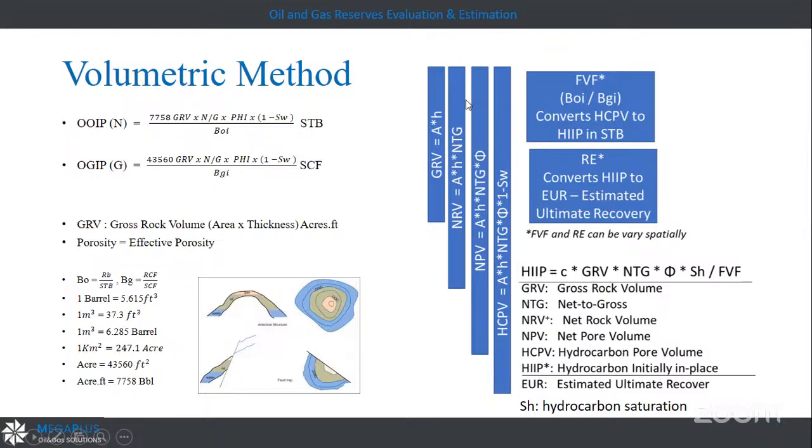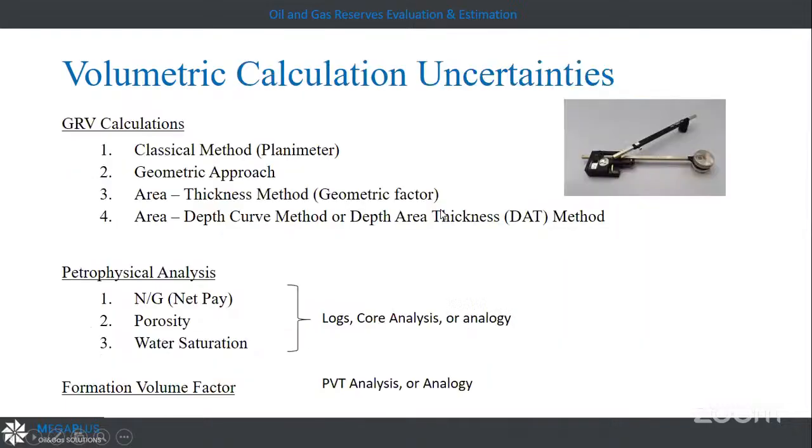It is important for me to know all of these terminologies. When we read GRV, we are dealing with the gross rock volume, which is equal to the area multiplied by the H. When we say NRV, it's the net rock volume. When we say NPV, we are dealing with net pore volume, which we multiply by the porosity. When we say hydrocarbon pore volume, HCPV, we multiply by the saturation of hydrocarbon. And finally, we divide by the formation volume factor, and we'll see what the formation volume factor is. This is the volumetric method, and this is the volumetric equation.